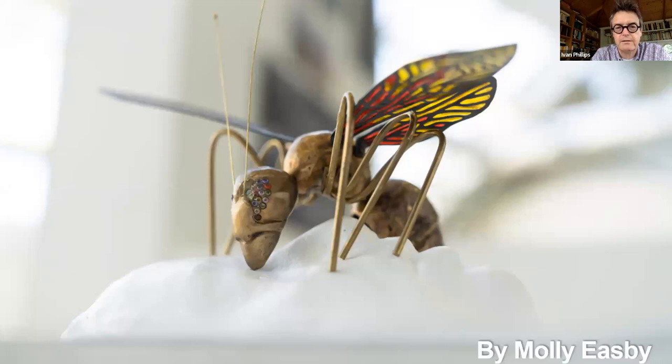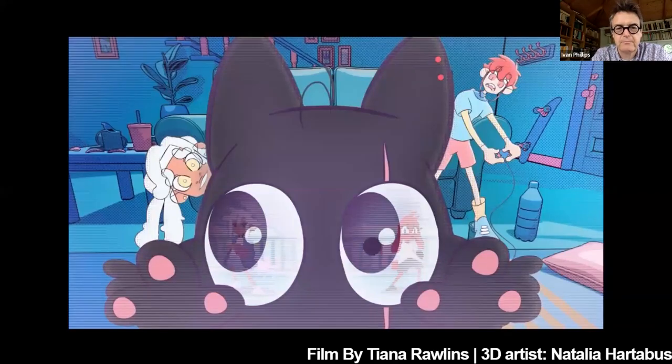That's a piece of artwork, I think, by a student on applied arts. It's just a rather beautiful piece, which I thought you might like to see. Next. And this is a piece of work you can see by Tiana Rawlins, who is one of our filmmaker students. This is doing some collaborative work with a 3D artist, Natalia Hartabus.